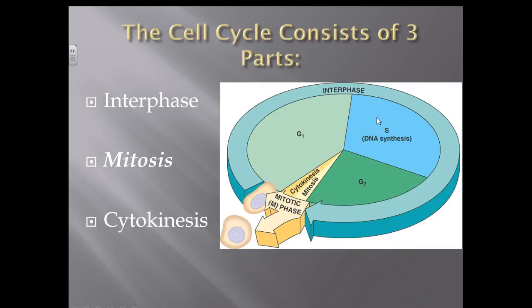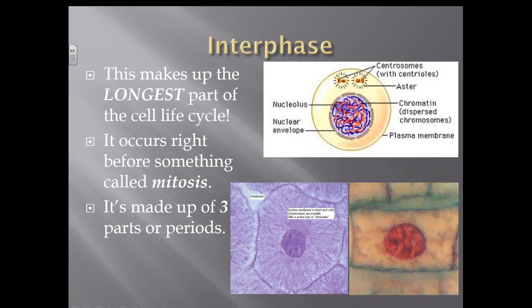So the cell cycle consists of three main parts: interphase, mitosis, and cytokinesis. Interphase makes up the longest part of the cell cycle. About 90% of the cell's life is spent in interphase. And interphase is made up of three parts.